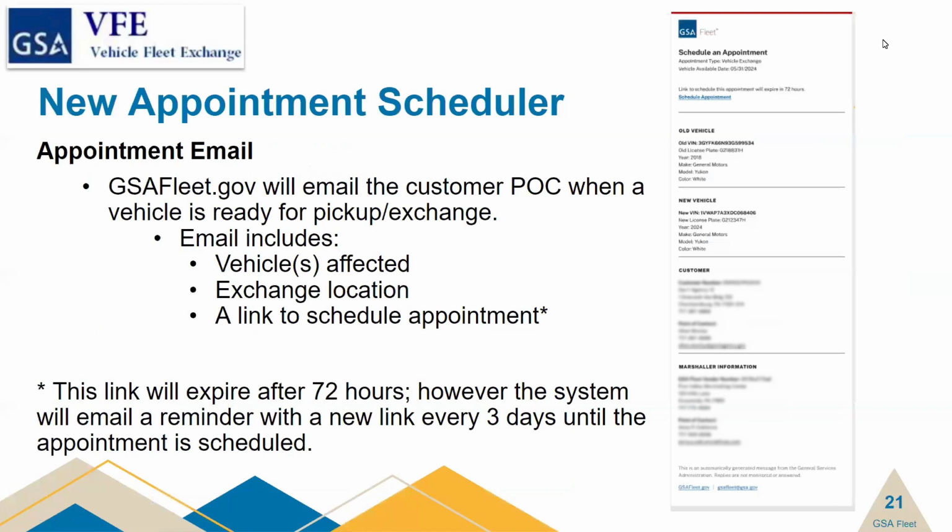And most importantly, on the top, you will see that you will have a scheduled appointment link, and that will be a temporary link, just as it is now. It will last for 72 hours, which will give you access to GSAFleet.gov and specifically the vehicle appointment scheduling page, so you can schedule that actual appointment. You can share this email with other colleagues.